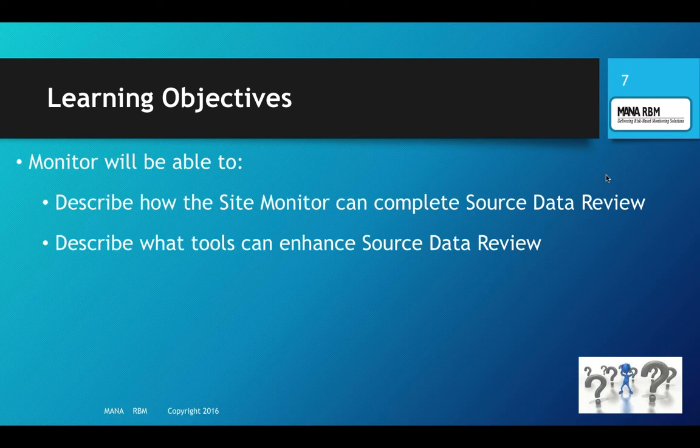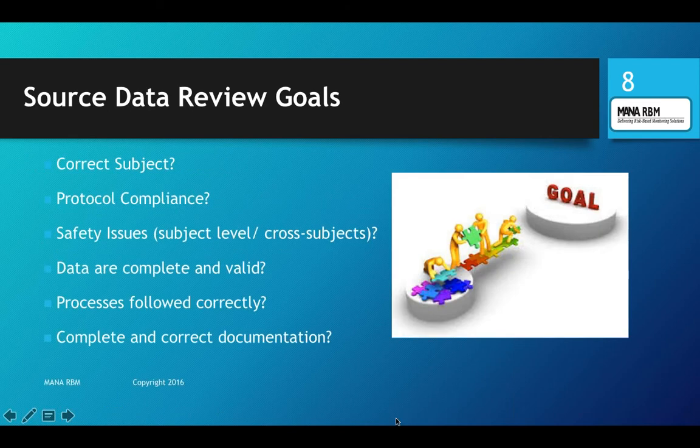So just as a reminder, with risk-based monitoring, both the guidance and some information that's come out from organizations such as Transcelerate, there is a change from source data verification to a more comprehensive look, which we're calling source data review, and that's what we're talking about today is source data review.